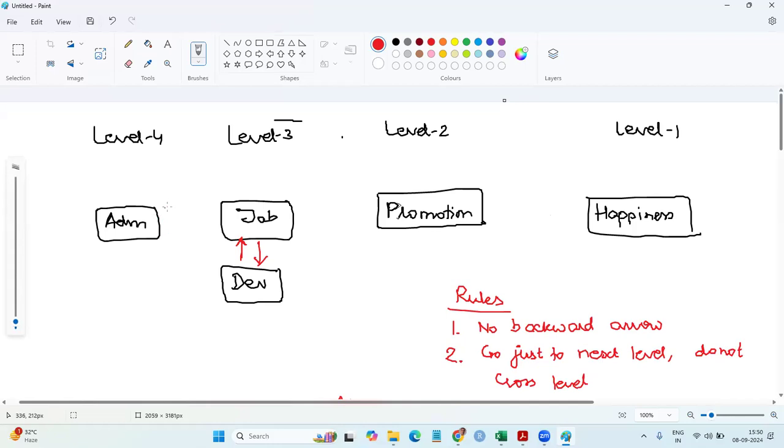It means if you have any arrow from admission to promotion, and admission to job, job to promotion, then we will say remove this arrow. Because ultimately, from admission to job, and job to promotion will be taken.